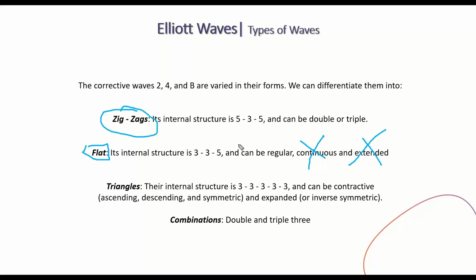That's very important. Zigzags, we need to use them all, double or triple. The zigzag is a very important structure. And triangles, we can use any of them, but mainly we will see the symmetric contracting one, which is the classic triangle. Then you have combinations, double and triple three, which we won't focus on; it's a combination of these simple structures. But mainly zigzags are really important.